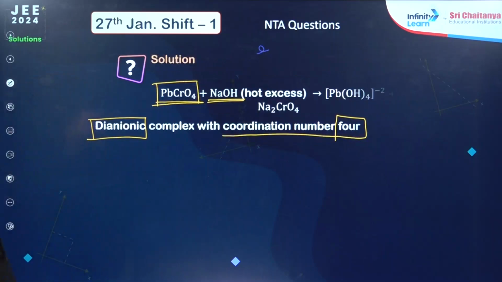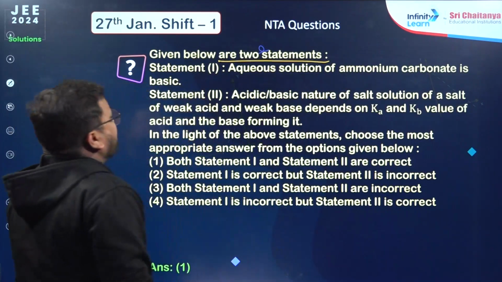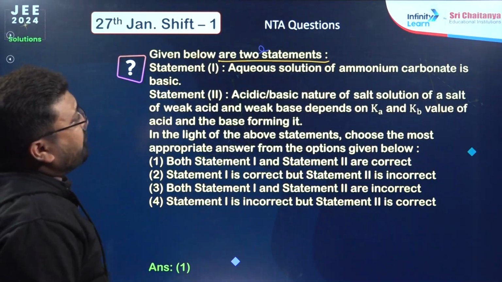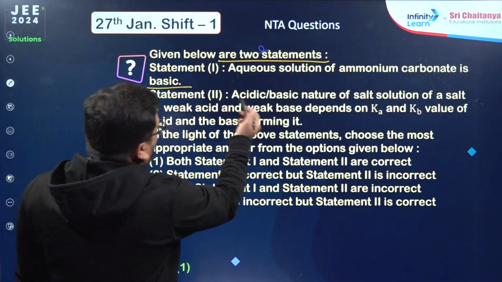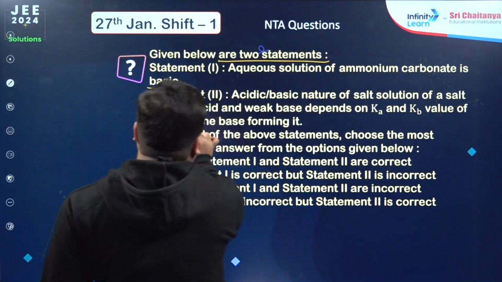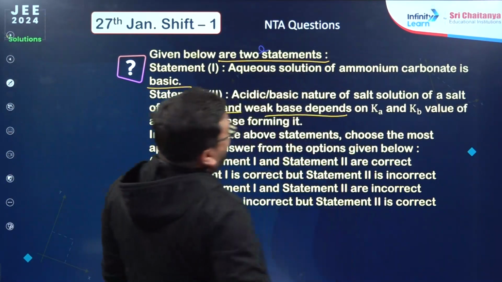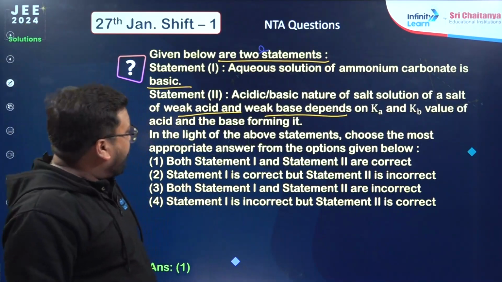Okay. So next point. This is a very easy question. Given below are two statements. Statement 1: Aqueous solution of ammonium carbonate is basic. Statement 2: Acidic or basic nature of a salt solution of a salt of weak acid and weak base depends on the Ka and Kb values of the acid and the base forming it.